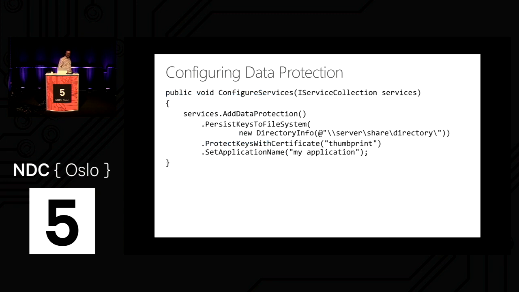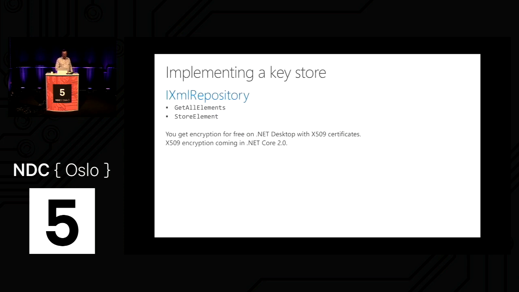Here's how you configure it. This one's persisting keys to the file system and doing stuff with a thumbprint. It's not very exciting, but you can implement your own key store. I know that sounds scary. You only have to implement two things. GetAllElements, which is give me every single key that you know about, and here's a new key. Store it, and that's it.